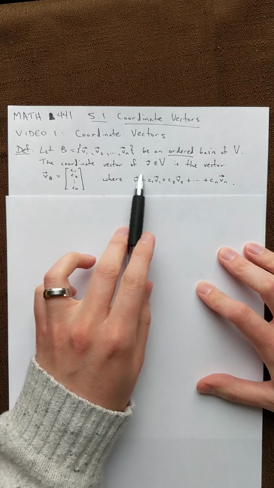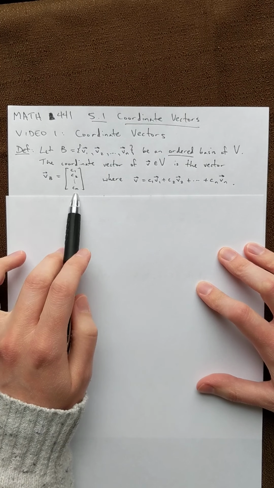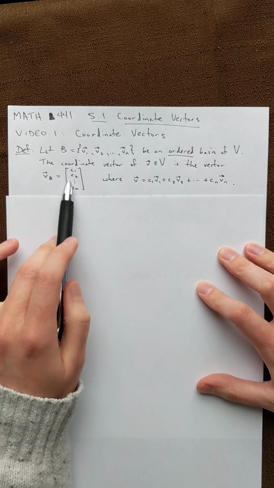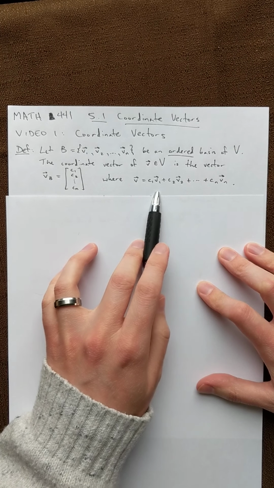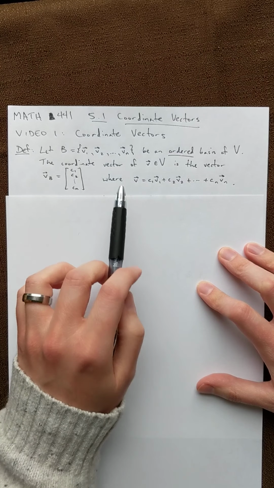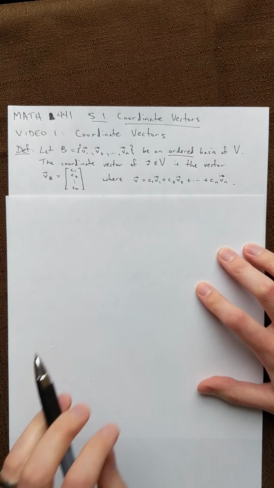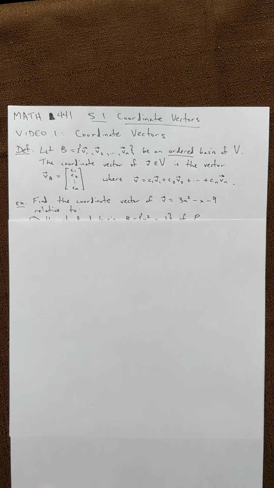The coordinate vector of a particular vector V is a column vector where the constants in that column vector are the constants in the linear combination. How would you write V as a linear combination of that basis? Okay, that's a little bit of a mouthful. We'll come back to that after we've seen an example.